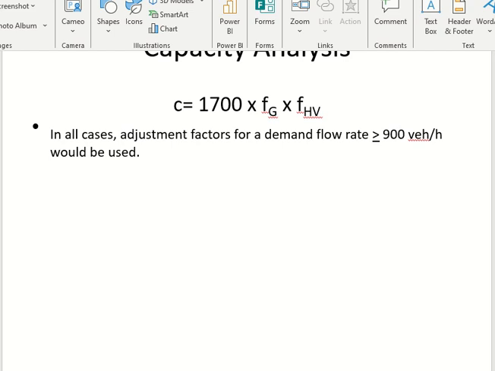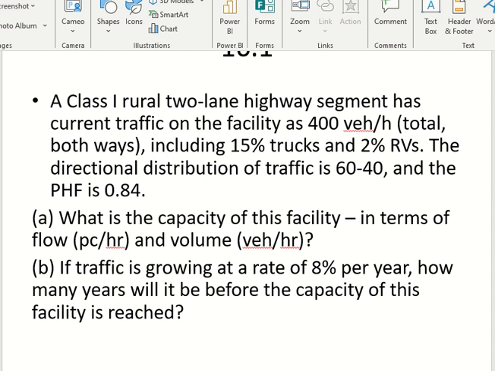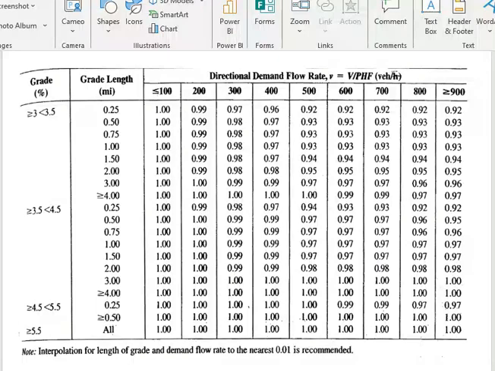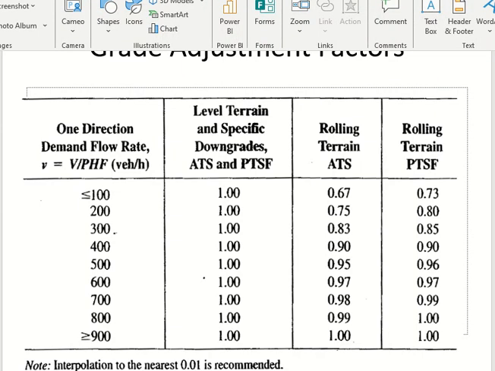Gradient factor, okay, fine. Now for gradient factor I need the terrain. Is the terrain given here? No, it should be, so I'll assume now. I need the terrain, I will assume level terrain. It should be given. So if I go to the level terrain Fg column, this is it. And I will pick what value? The maximum, which is the value for maximum flow, which is 1. So Fg is 1. We are multiplying, Fg is 1. Don't have to worry about it. Clear?